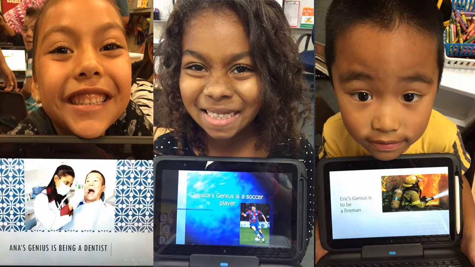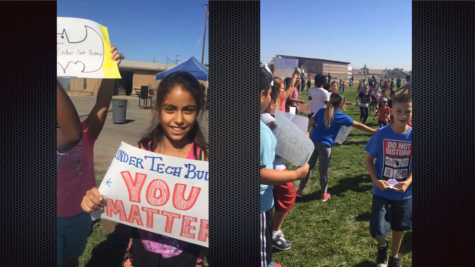So you can see the one-slide PowerPoints that our Kinder Tech Buddies created in talking about what they think their potential genius is in the future. What a great way to start kindergarten. My students even went out during our annual JogAthon at our school to cheer on their Kinder Tech Buddies. We made signs, we gave them high fives to cheer them on because this is a great fundraising opportunity for our school, and our Kinder Tech Buddies loved it.